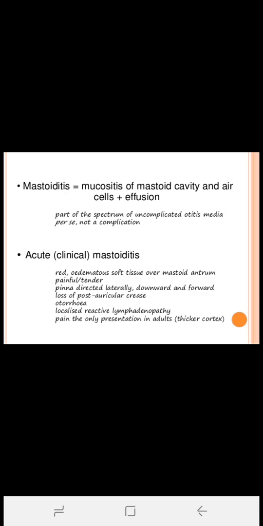Acute mastoiditis, that is clinical mastoiditis, in that there will be red edematous soft tissue over the mastoid antrum. It will be painful and tender. The pinna is pushed laterally, downward and forward. There will be loss of the postauricular crease. There will be otorrhea and localized reactive lymphadenopathy. Pain is the only presentation in adults because of the thickened outer mastoid cortex.